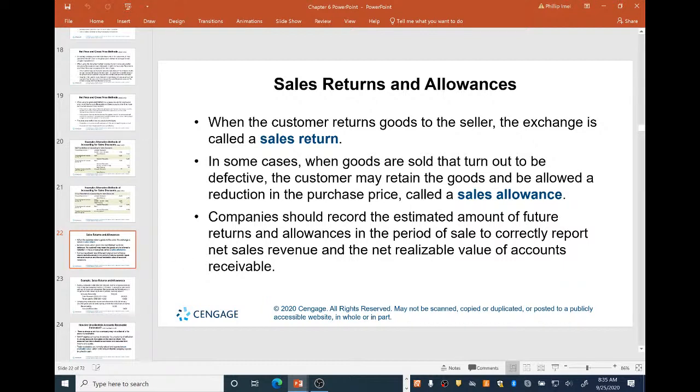Companies should record the estimated amount of future returns and allowances in the period of sale to correctly report net sales revenue and net realizable value of accounts receivable. So once again, this is the allowance method we're talking about. We want to match it with the sales, right? So whatever we think would be the sales returns or allowances or uncollectible accounts, we want to account for that in the period of sale because we want to match revenues and expenses in the period in which it happened, right? The period in which it occurred.